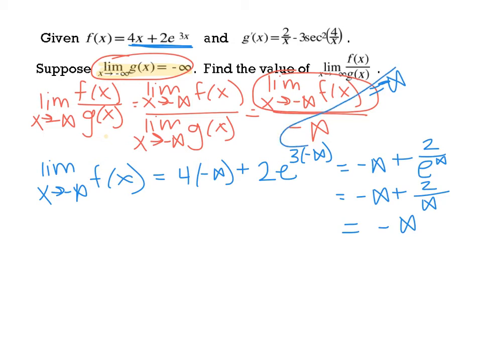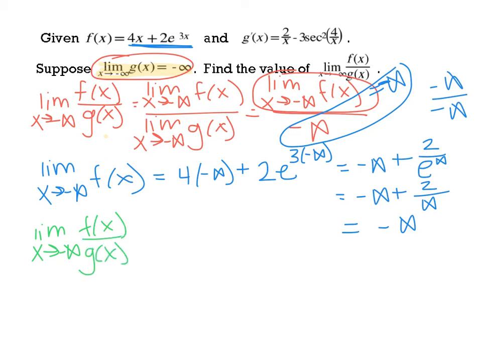So what we end up getting here is negative infinity over negative infinity, which is an indeterminate form. That means we can use L'Hopital's rule. So the limit as x goes to negative infinity of f of x over g of x is going to be the same as the limit as x goes to negative infinity of f prime of x over g prime of x. This setup that we did in red and blue helps us get to the fact that we can use L'Hopital's rule.